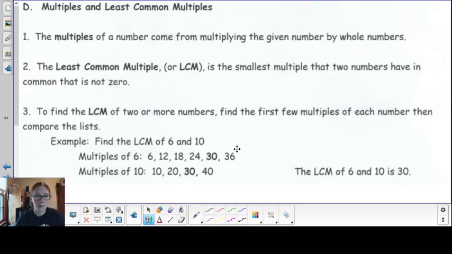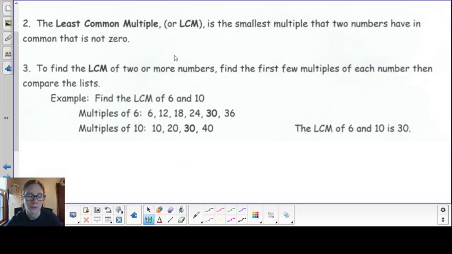All right, least common multiple. The multiples of a number come from multiplying the given number by whole numbers. Fair enough. The least common multiple, or the LCM, is the smallest multiple that two numbers have in common that is not 0. Not 0, so it can be 1.